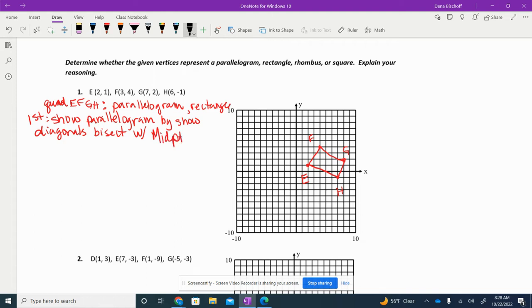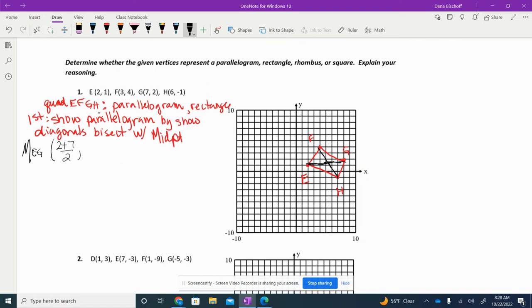So I'm going to draw the diagonals in here so you can get an idea of what you're finding the midpoint of. I need to find the midpoint of EG. Remember the midpoint formula: you just take the x coordinates, add them together, and divide by 2. So 2 plus 7 divided by 2.